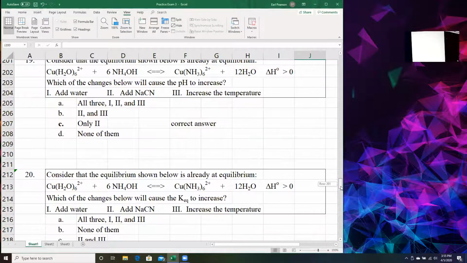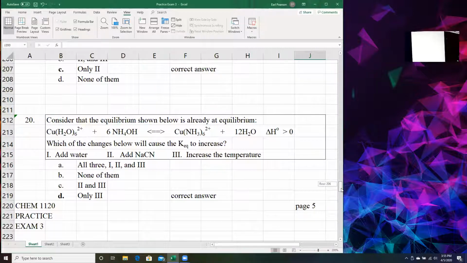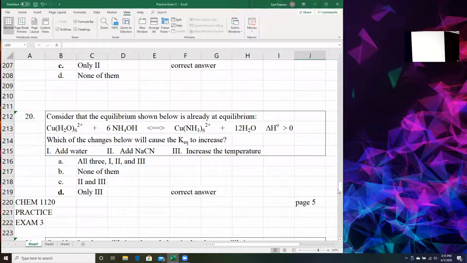And again, we've got the same sort of thing happening. Which of these changing will cause the equilibrium constant to increase? Oh boy, that's an easy one, because the only thing that could make that happen is changing the temperature. Heat is on the left side, it's endothermic, remember, greater than 0, so heat's on the left. Increasing the temperature shifts it to the right.